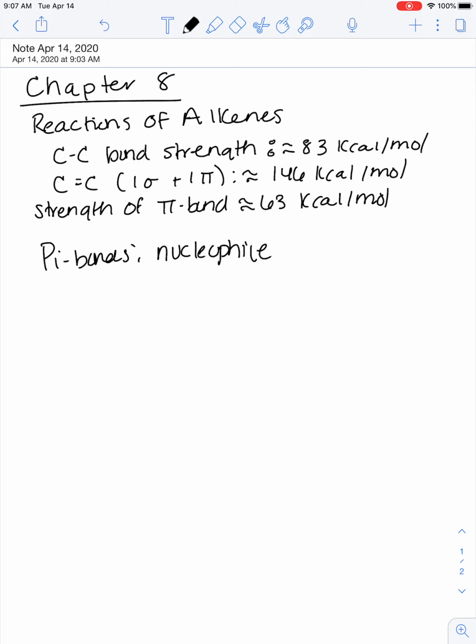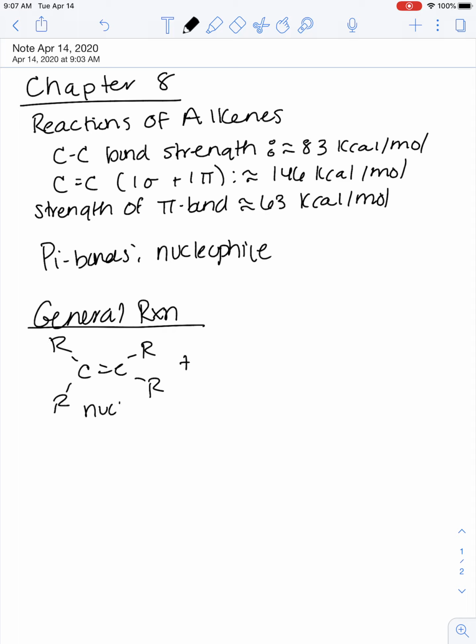So what happens if we look at a general reaction? So we have our pi bond here, which again is going to be our nucleophile. We're going to have the addition of some electrophile. Most addition reactions involve two steps. The first step is in which the nucleophile is going to attack the electrophile to form the carbocation. So the carbocation, again, is going to be the formation of that first step, like an SN1 reaction.